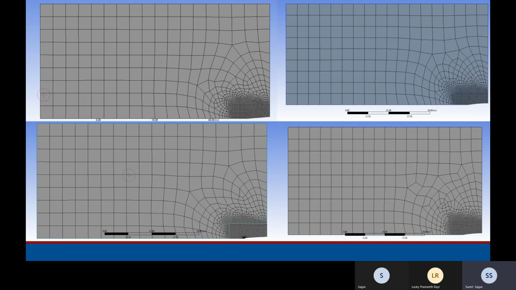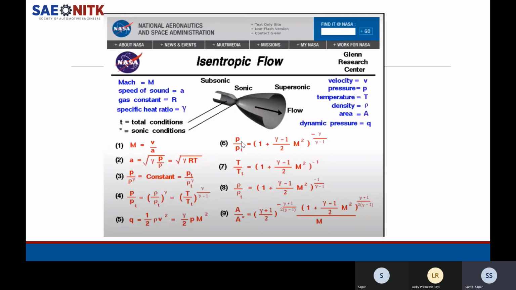Here is the meshing that we have used for this particular problem. We have used face meshing and edge meshing for obtaining the final results along the nose profile. Here you can see that there is a finer mesh, which consists of tetrahedral cells. And now for the boundary conditions.